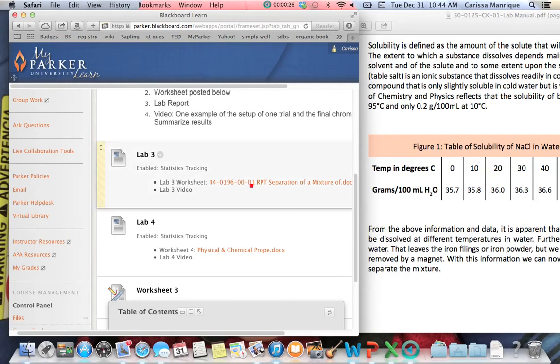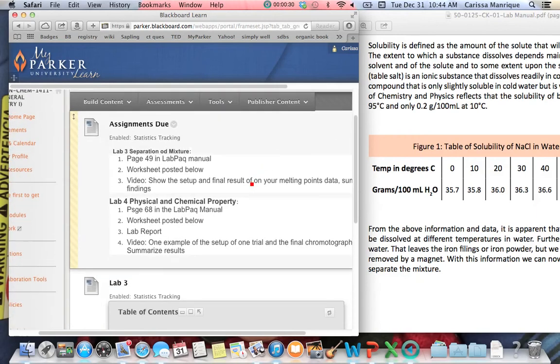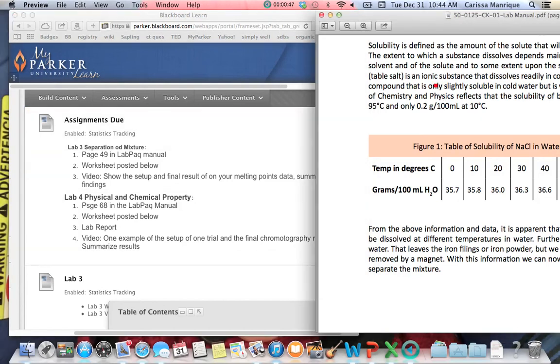So that'd be this link right here. This will pull up the document. And for your video, just show the setup of everything and then explain to me your separation technique, how everything worked, just in general, really quick. Okay, so let's go back over here.